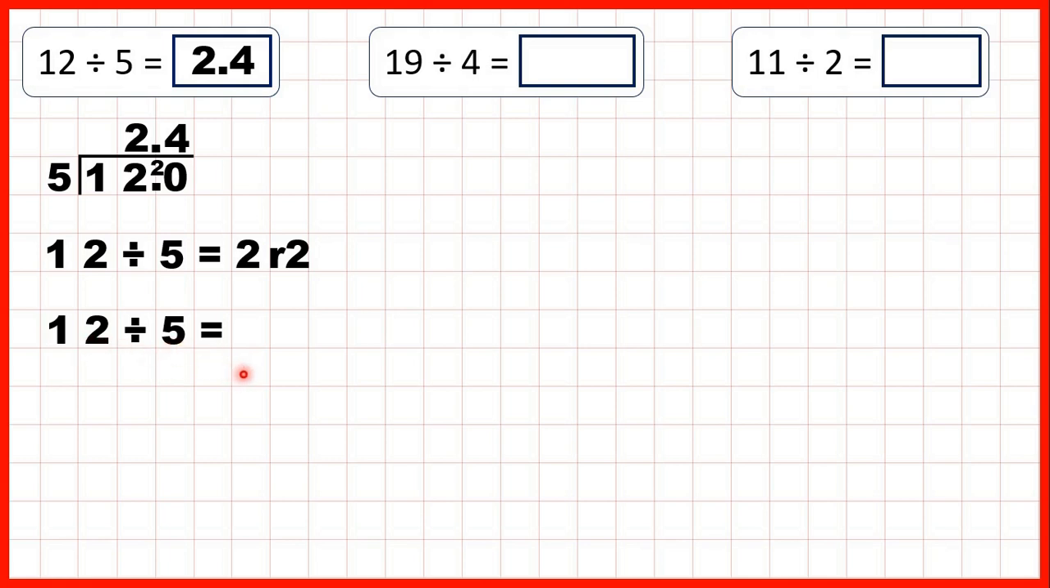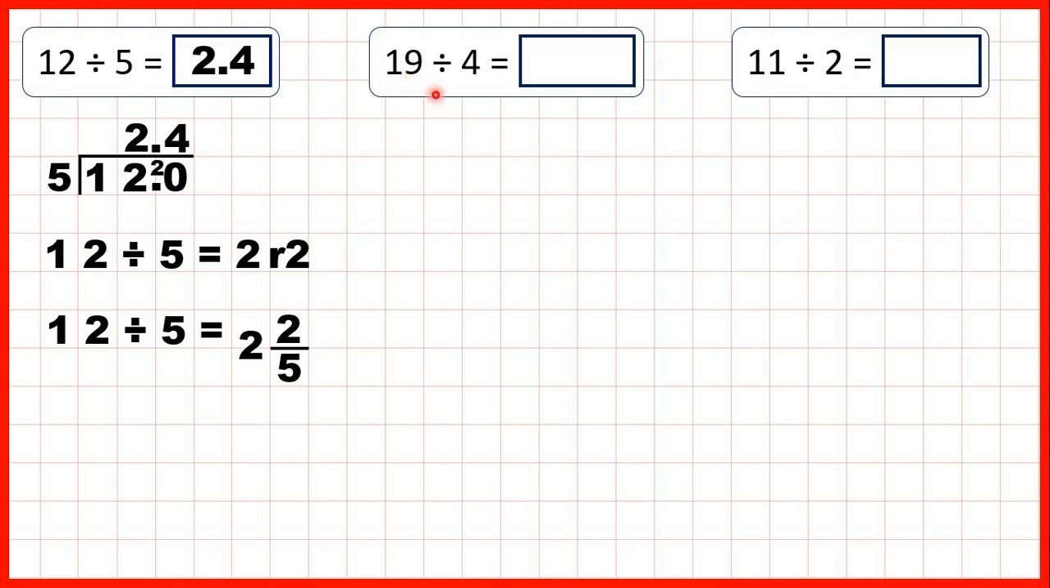12 divided by 5 is 2 remainder 2. So as a fraction, we can write the remainder as our numerator, and then the denominator is the number that we're dividing by. So as a fraction, our remainder is 2/5. But we know about equivalent fractions, so we know that 2/5 is the same as 4/10, and that's why when we're writing the remainder as a decimal, we get 4/10 in our answer.